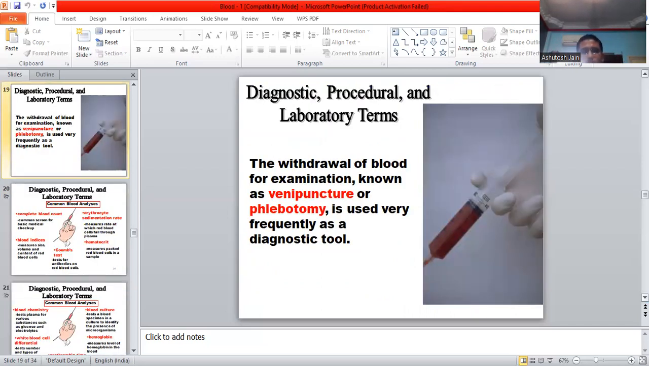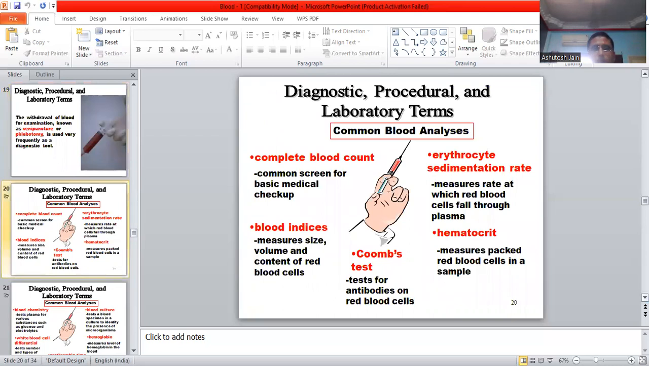Diagnostic procedure and laboratory terms. The withdrawal of blood for examination is known as venipuncture or phlebotomy, and is used very frequently as a diagnostic tool. Common blood analysis: complete blood count, a common screen for basic medical checkup, assays to measure size, volume and content of red blood cells. Coombs test, test for antibodies on red blood cells. ESR measures the rate at which RBCs fall through plasma. Hematocrit measures packed RBCs in a sample.